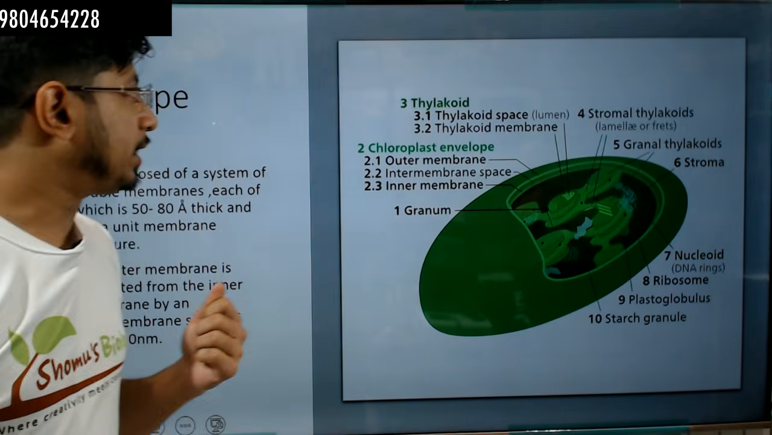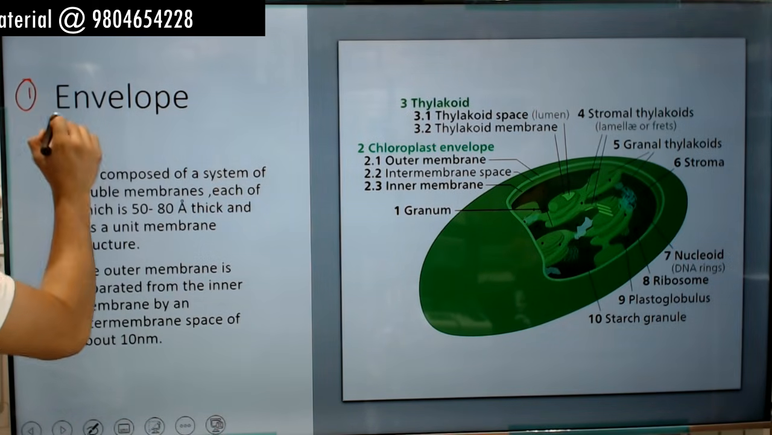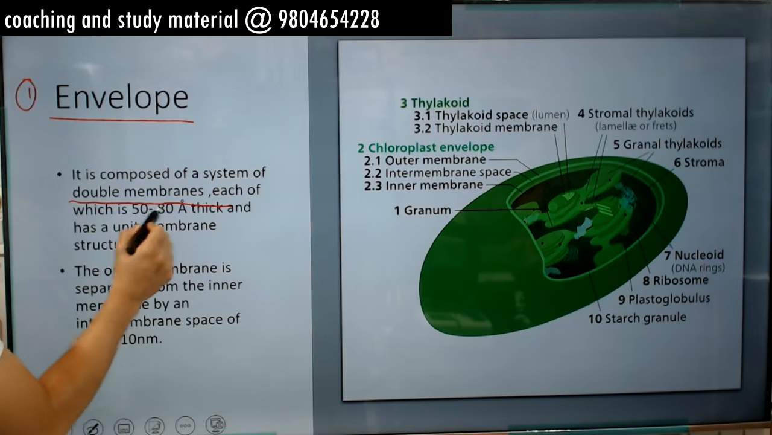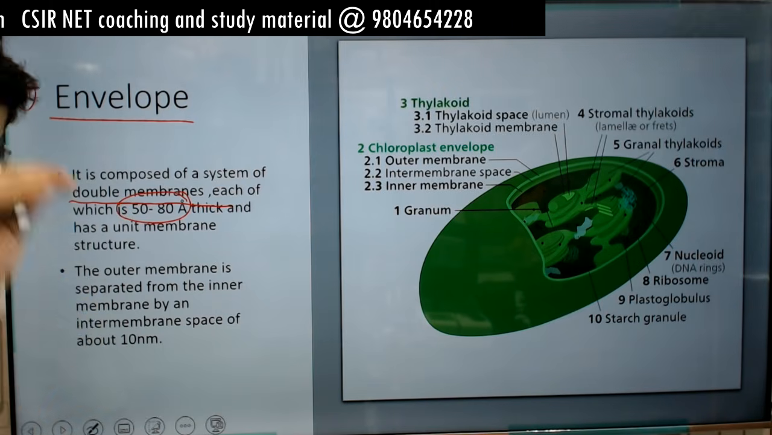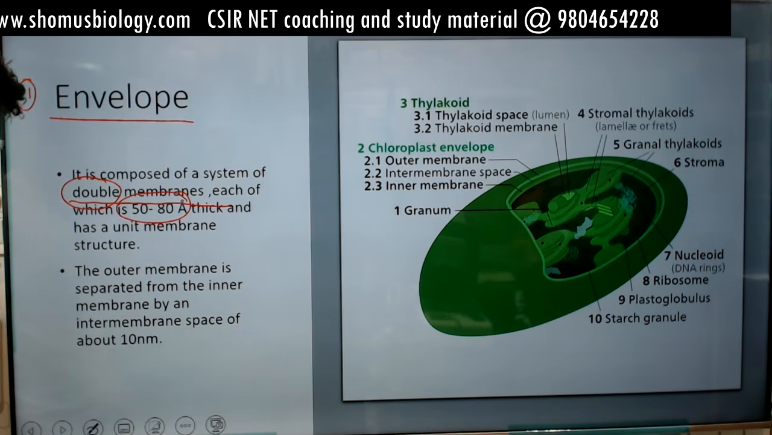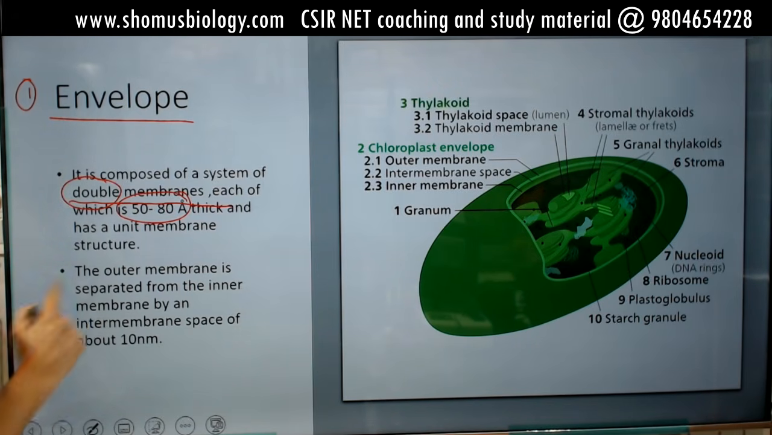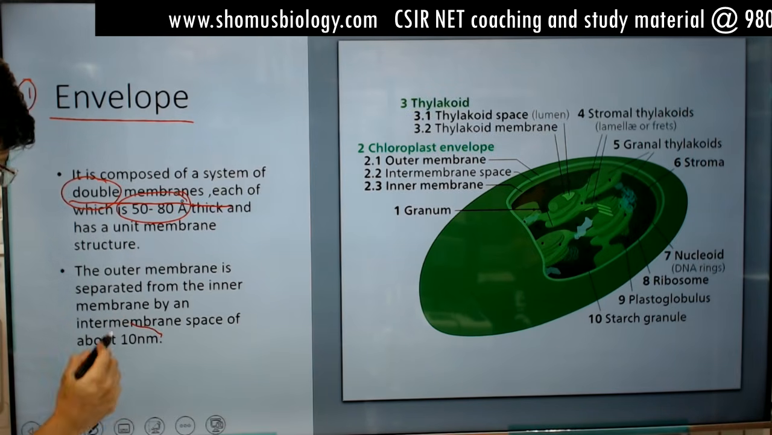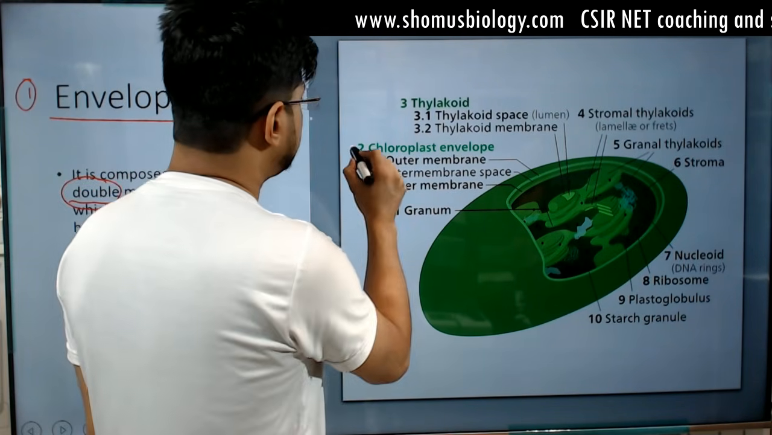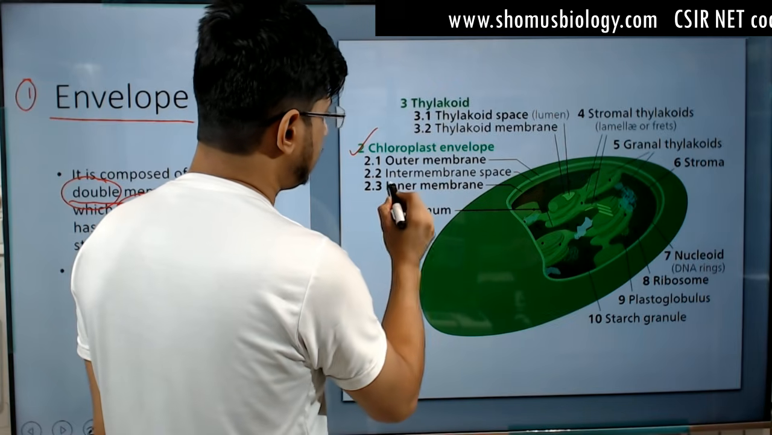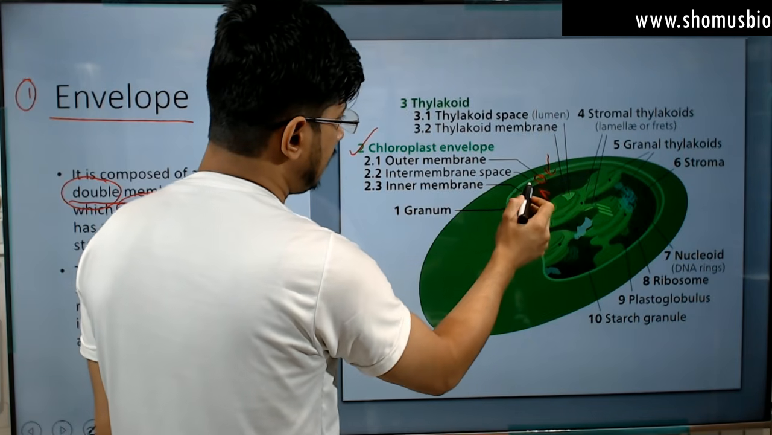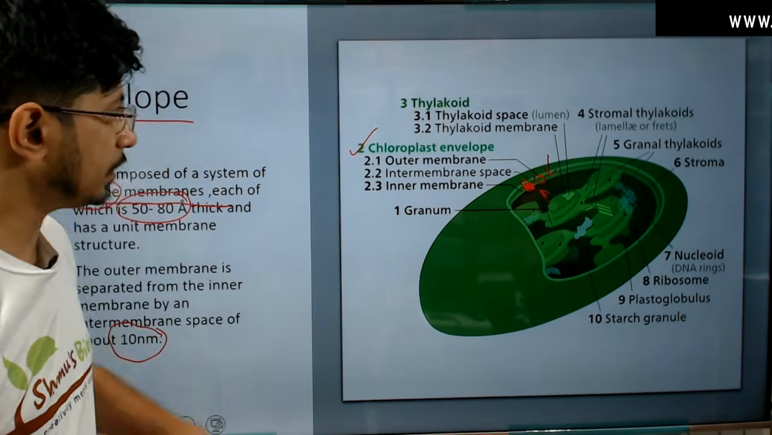Now what we intend to talk about here is the components. The very first component we are going to talk about is the envelope, composed of a system of double membranes, each of which is 50 to 80 angstrom thick. You don't need to remember how thick, but just remember one thing, it is composed of double membrane, not a single membrane. The outer membrane is separated from the inner membrane via the intermembrane space, which is about 10 nanometers. This is a detailed drawing of what we are talking about, the envelope: this is the outer membrane, this is the inner membrane, and this is the intermembrane space. This is the envelope part.